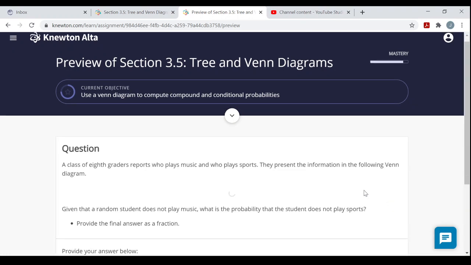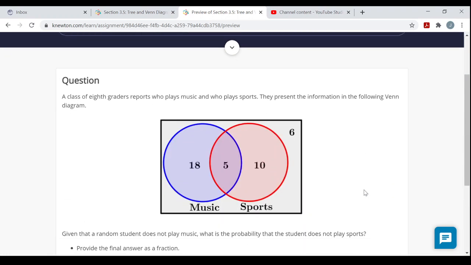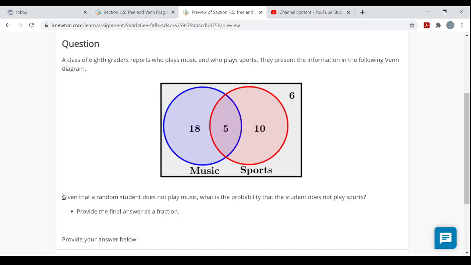And here we're given another similar one. A class of 8th graders reports who plays music and who plays sports. It's the same kind of thing, except music instead of a job. Another given: given that a student does not play music. So how many students do not play music? 16. See, all the students in the blue circle, these 23 students, they do play music. We're given that the student we're looking at does not play music, so only these 16 people.